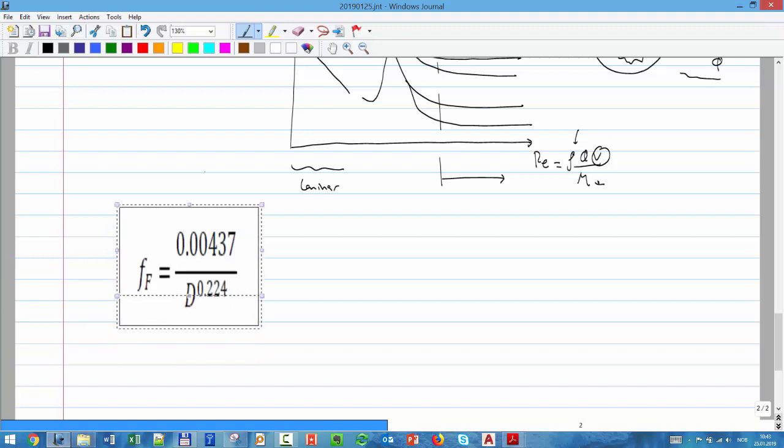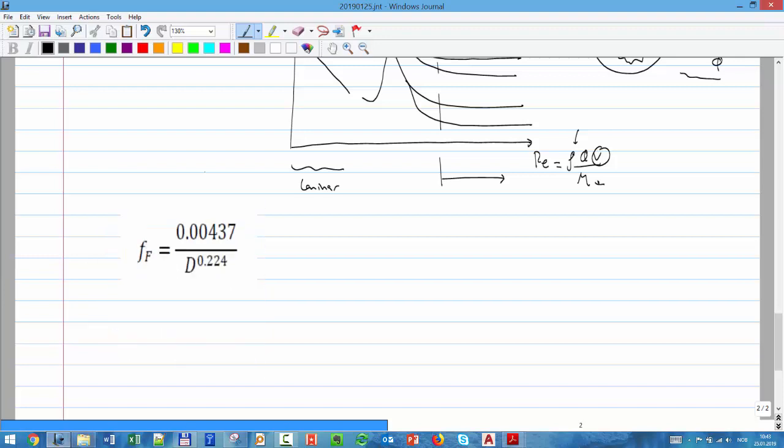Okay, that's the Fanning friction factor. What is the relationship between the Fanning friction factor and the Moody? So the Moody friction factor is equal to Fanning divided by 4.